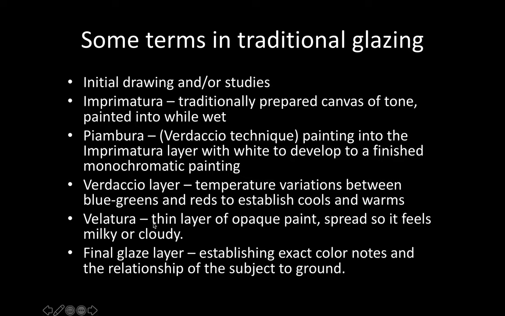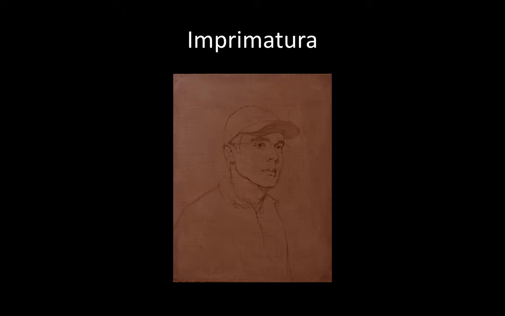A velatura is a thin layer of opaque paint. It's spread so it feels milky or cloudy. That's like what we were talking about with the clouds and so on in the Rembrandt. We might talk about a final glaze layer. That's basically where we're establishing the exact color notes and the relationship of the subject to the ground. A lot of times glazing is used as accents as well, where you might glaze in an area and then put some accents of color where you want to create a little bit more color subtlety or complexity.